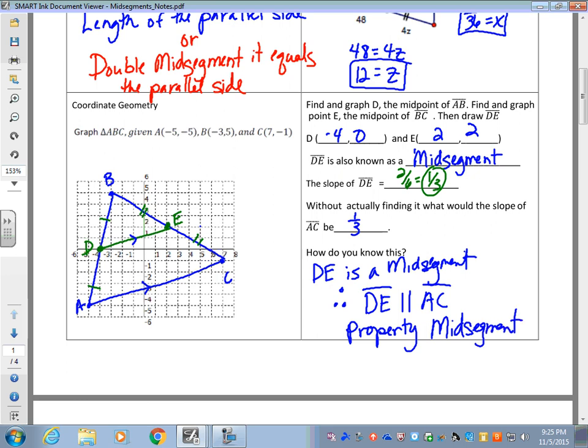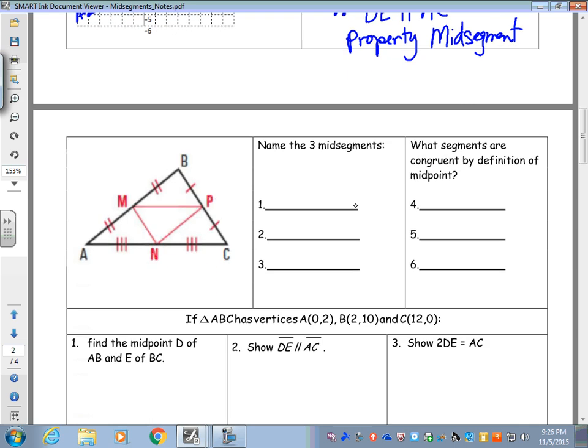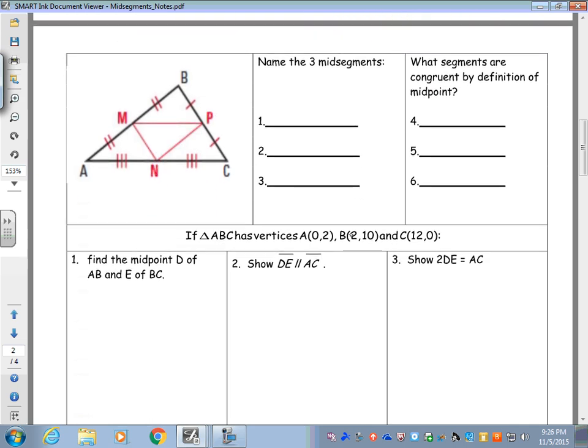Okay. All right, so now we're going to do some practice problems, some application, with some algebra embedded. So let's go to the next page. First, they just want you to name the 3 midsegments. Every triangle has 3 midsegments. So I'm hoping you can identify them: MP, you also have MN, and we also have NP.